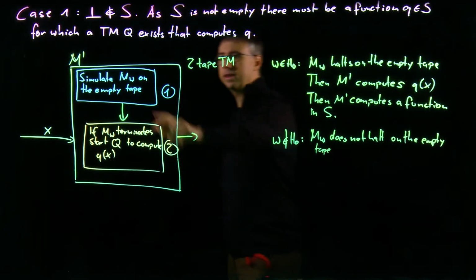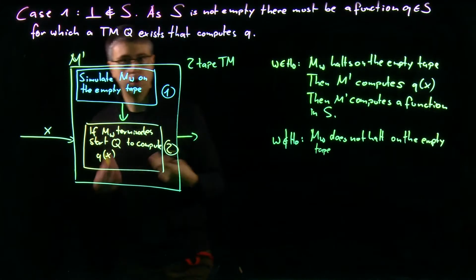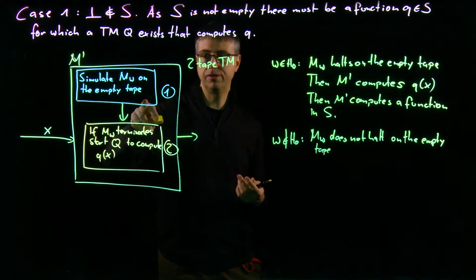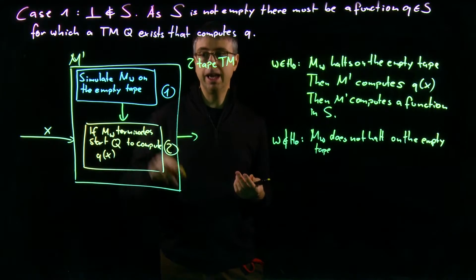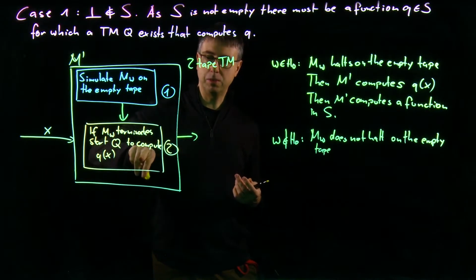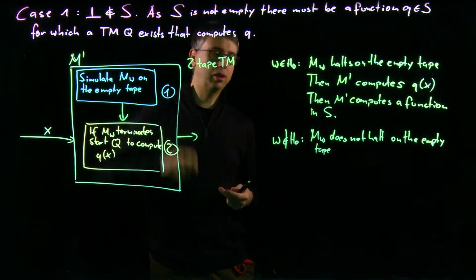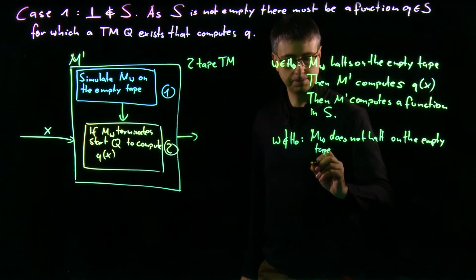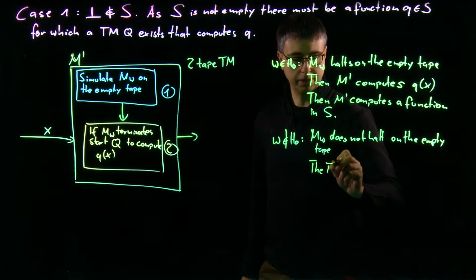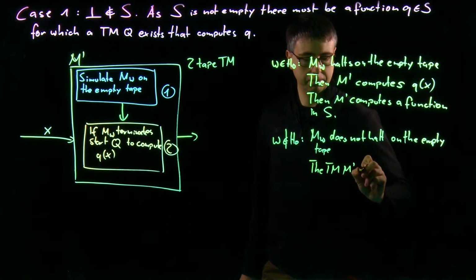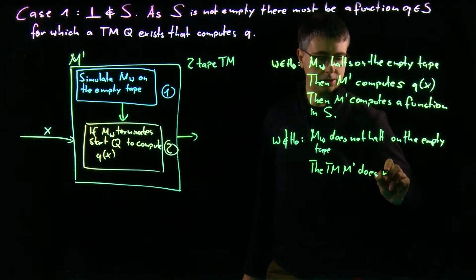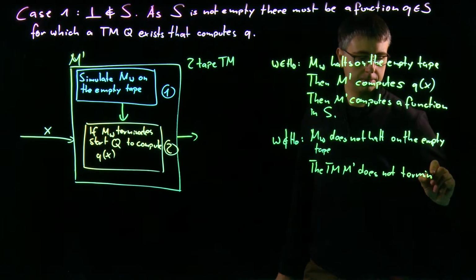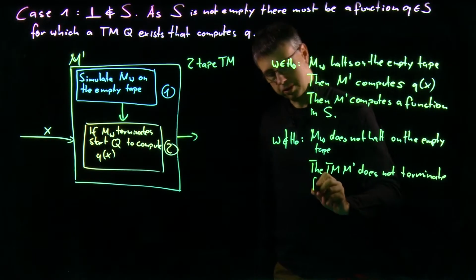If this Turing machine does not hold on the empty tape, this means that the second Turing machine is never started, because the first Turing machine does not terminate. If the first Turing machine does not terminate, this one is never started, and our Turing machine M prime does not terminate for any input.